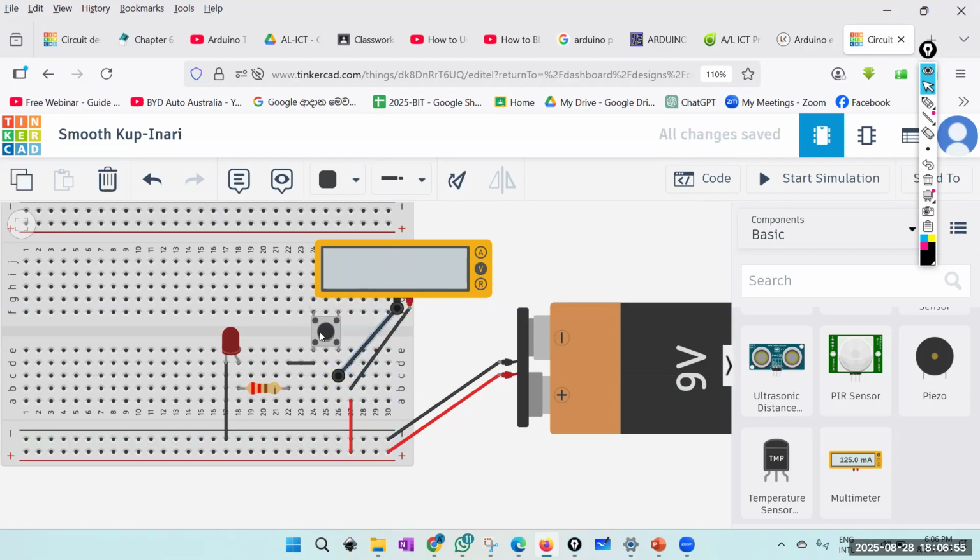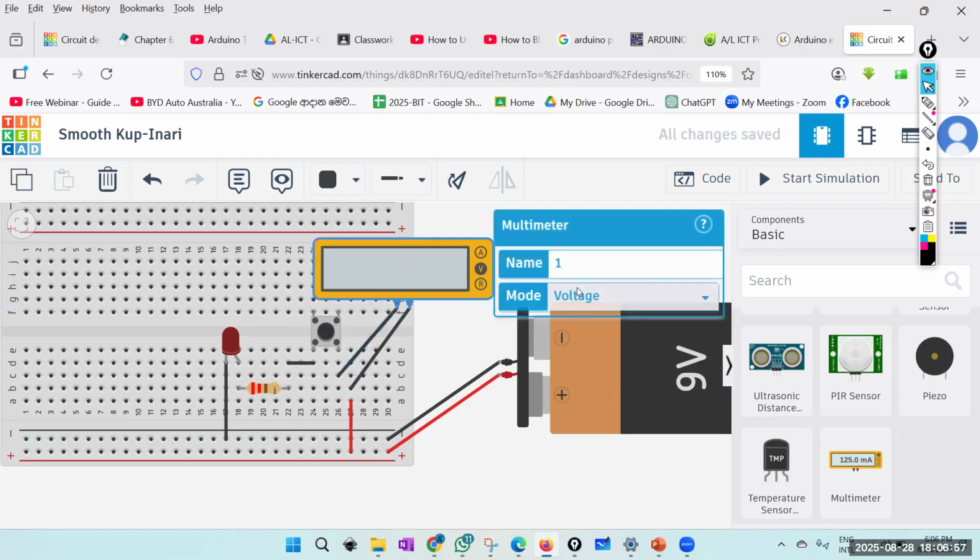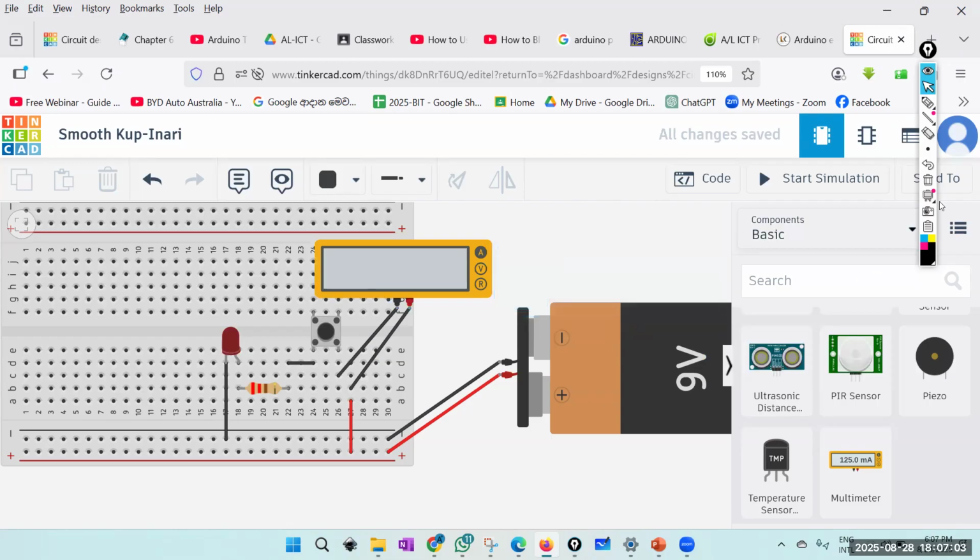Then this goes to the push button. But now I want to change it to not voltage, but amperage. Right, amperage. Now I can start the simulation. No electricity is flowing because I have not pushed it. Because this is open, electricity can't go through this. That is why the LED bulb is also off.